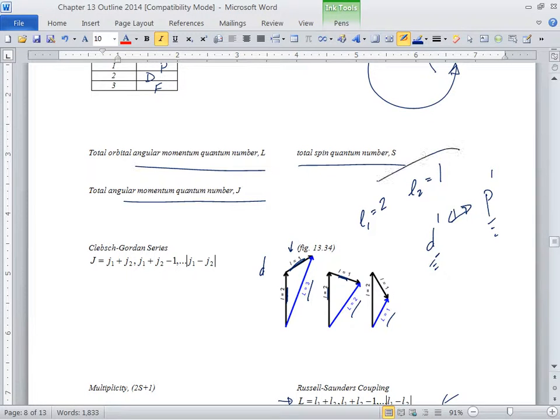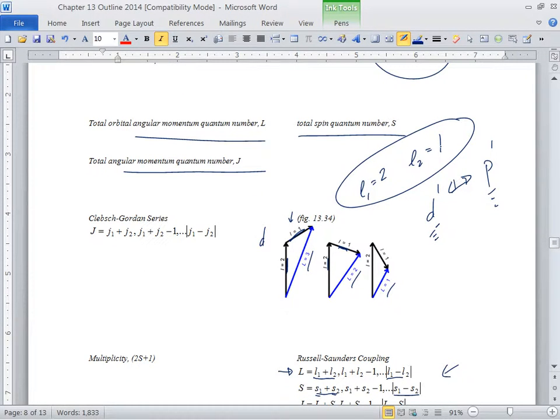So that's all they're really just doing, coupling. It'd be easier to see, I think, when they ask a homework question, but these are the tools of the trade that they're using. I already mentioned multiplicity, 2S plus 1.